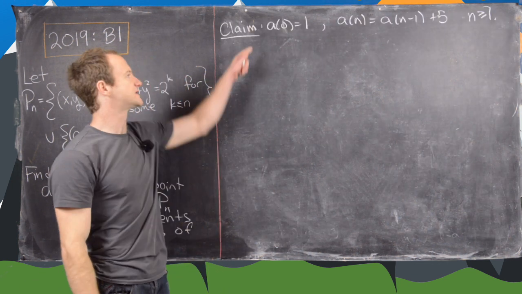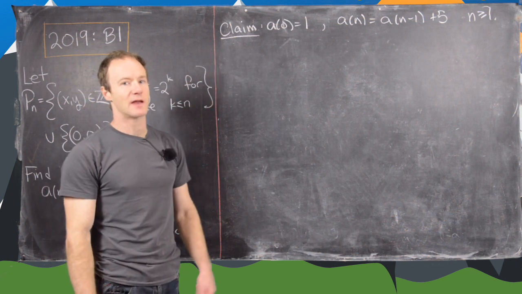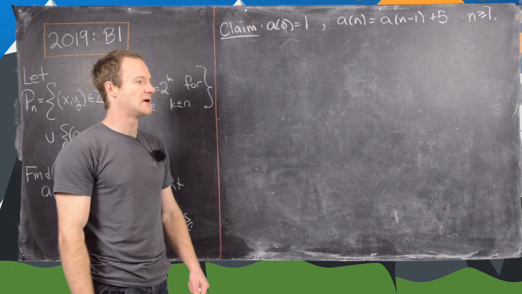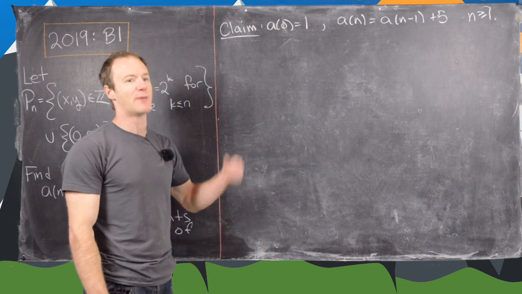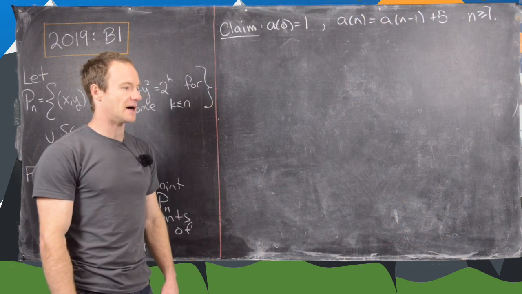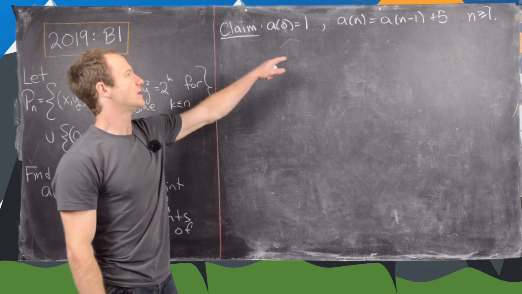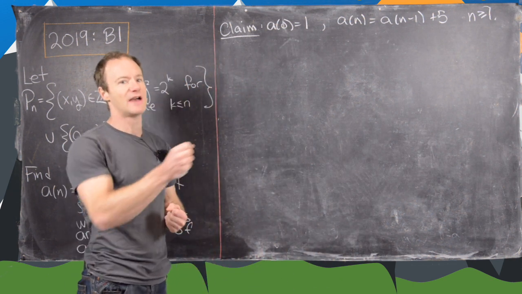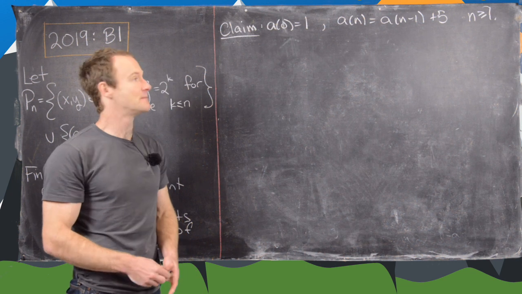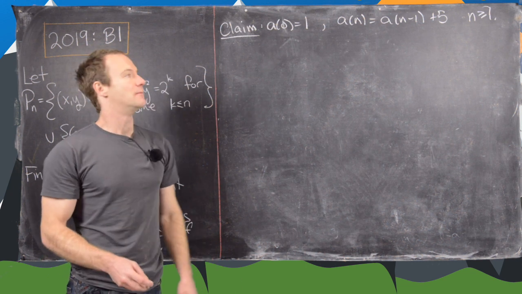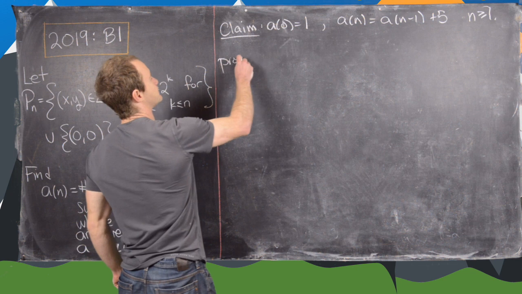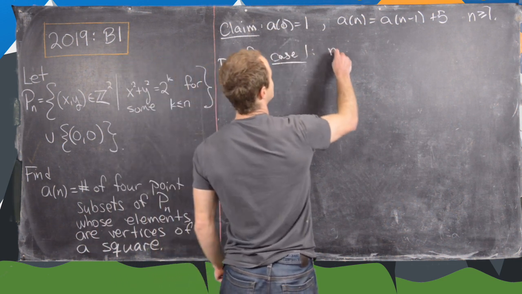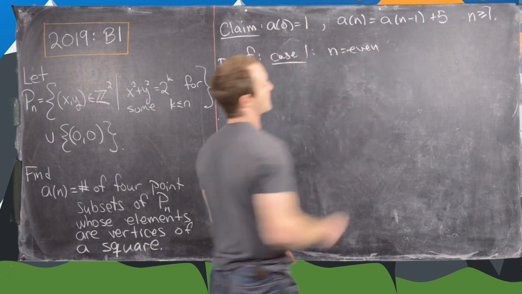Okay, so this is how we'll state this claim that we had before. So we have a of 0 is 1, and that was pretty clear from the picture that we drew before, and that's backed up even more by the proof that we just did. And then we have a n is equal to a n minus 1 plus 5, and that means we get 5 new squares at each step. And we'll prove this again by induction. So we'll look at case number 1, which is if n is even.